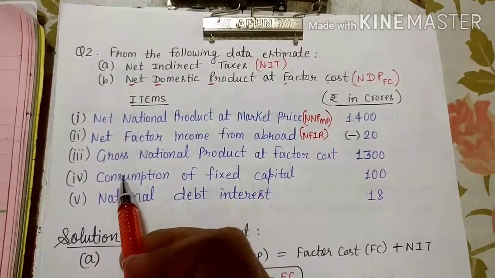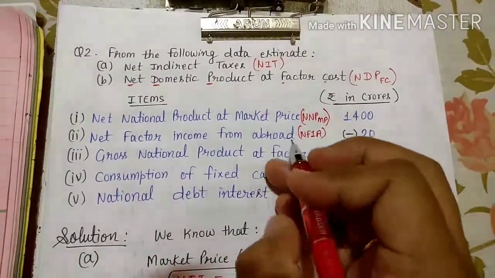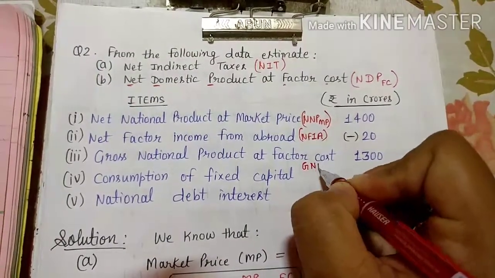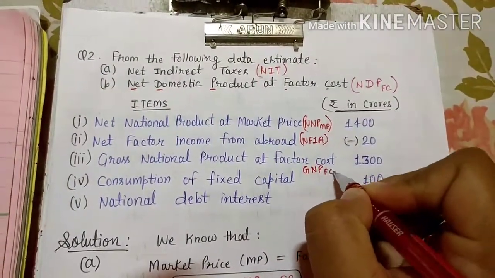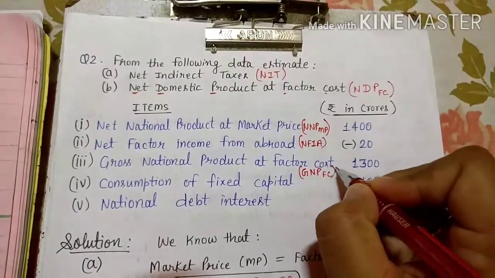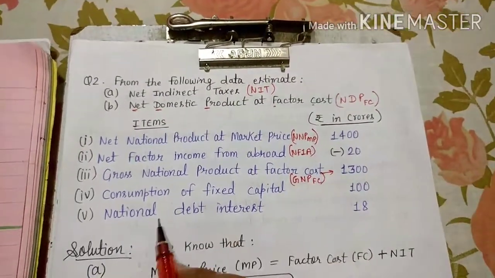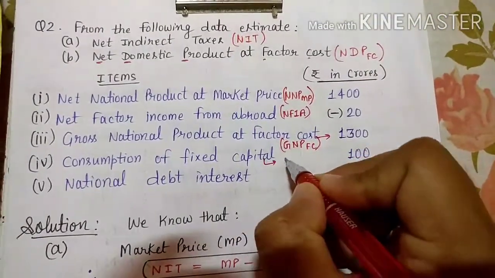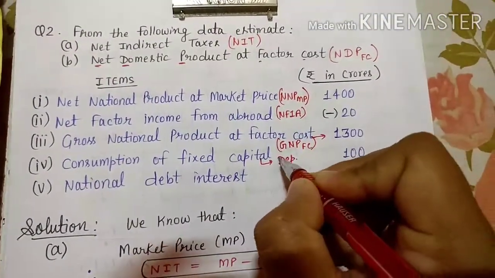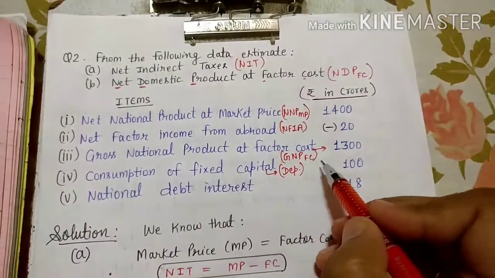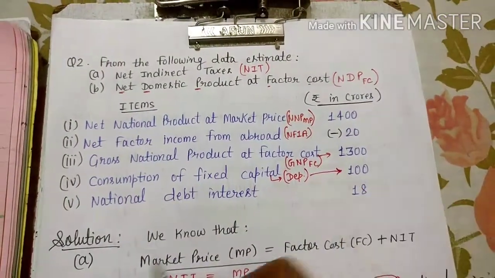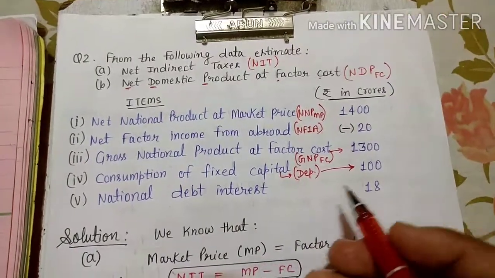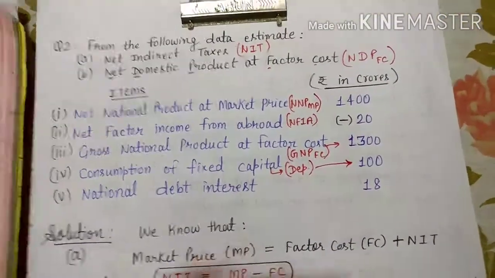NFIA was given as minus 20. Then gross national product at factor cost, so GNP at FC is given as 1300 crore. And at last, consumption of fixed capital. It is known as depreciation. Don't forget, this is the other name of depreciation. So how much depreciation? 100 crore. And at last, national debt interest, that is 18 crore.